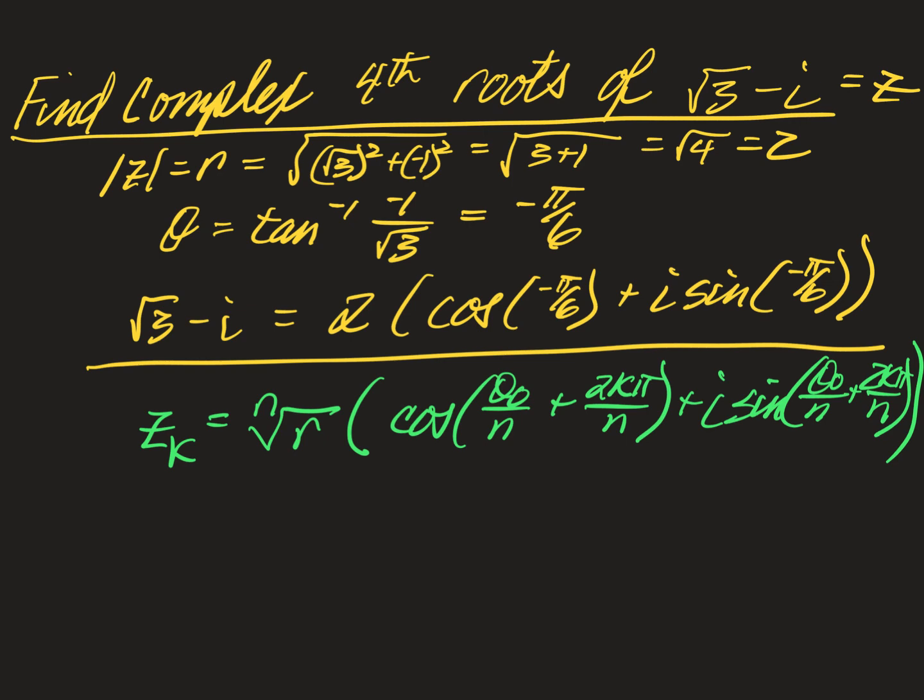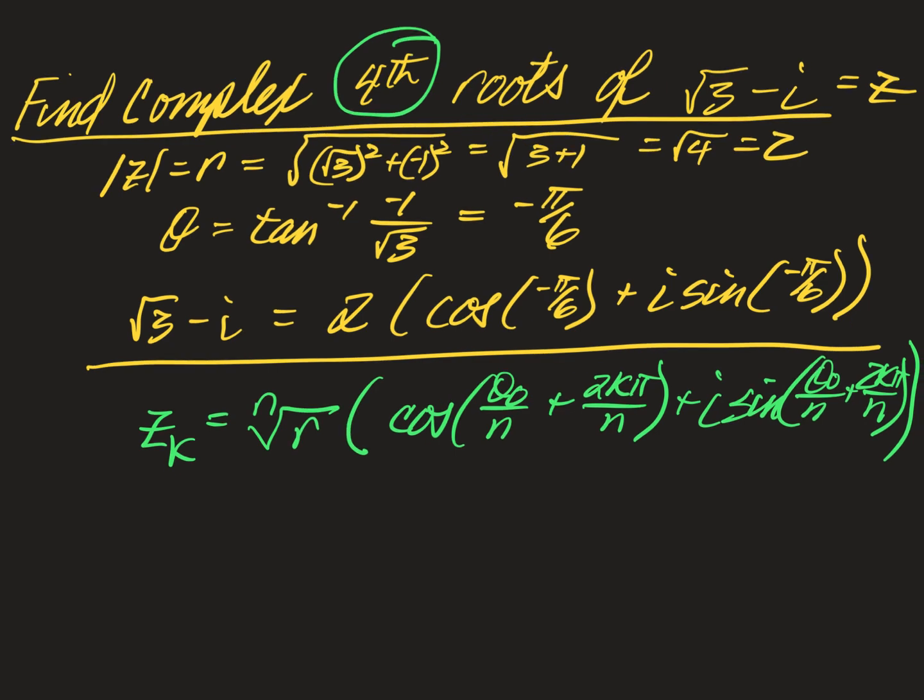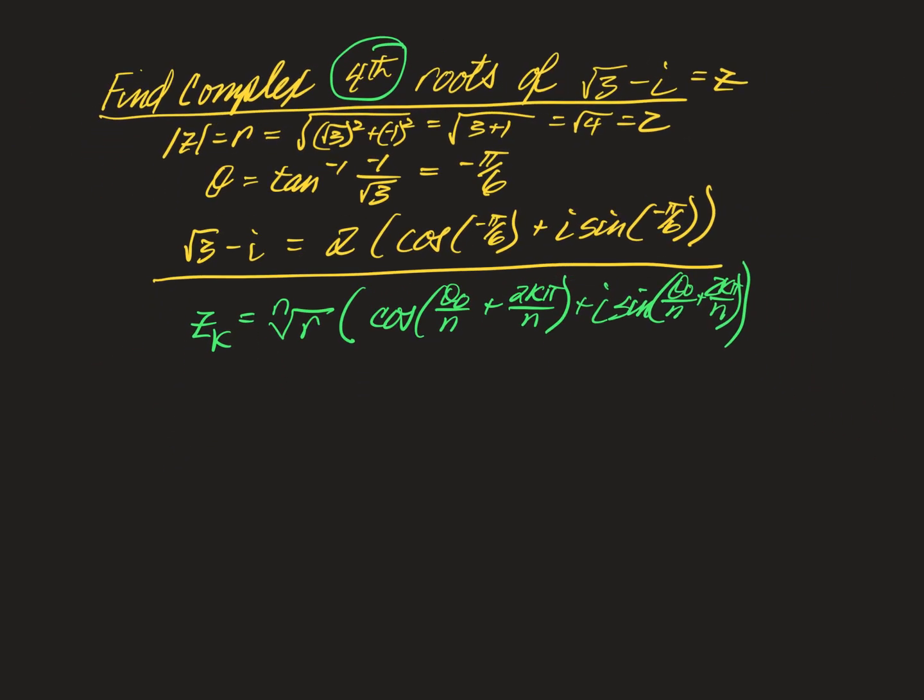Now, since we want fourth roots, that means we're going to have to find, so let me shrink this a little, move it up. That means we're going to have to find a z sub 1, a z sub 2, a z sub 3, and a z sub 4. Okay? And I already know r. Okay, r is 2. So this is going to be the fourth root of 2 in every case.